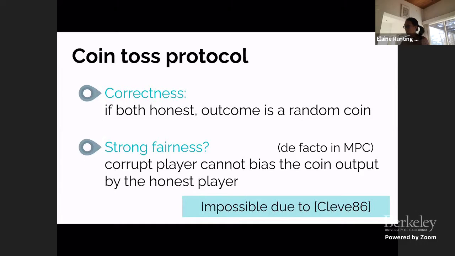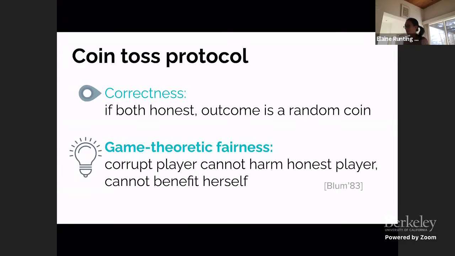I won't go into the details here, but it may seem like I'm contradicting myself because, if there's a lower bound, how can Blum's coin toss work? The key observation here is that Blum's protocol actually achieves a strictly weaker notion of fairness. In this talk, I will call it game theoretic fairness. So in the protocol we've seen, it's not that Shafi cannot bias the coin, right? She can bias the coin, but only in the direction that hurts herself and benefits me.